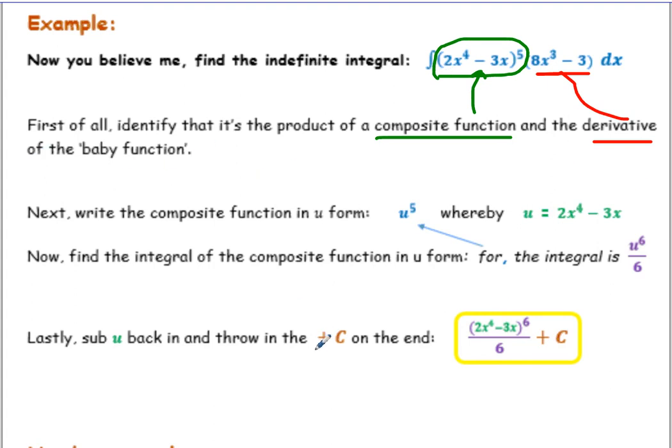So that's all we've done to start with. So now, you believe me, find the indefinite integral. It just says with respect to x, so the x is there. Next, write the composite function in u form. So this little green thing, you could call it u to the power of 5.